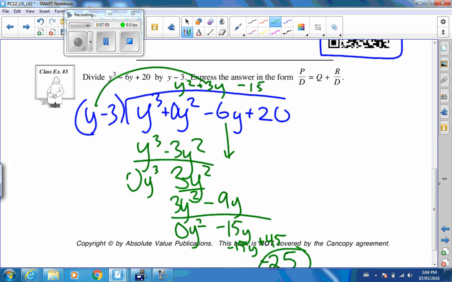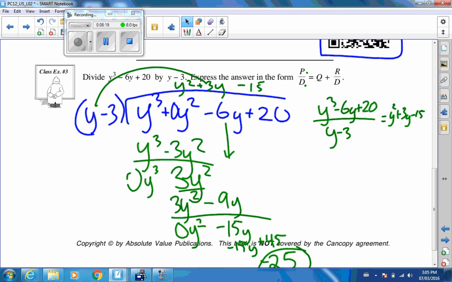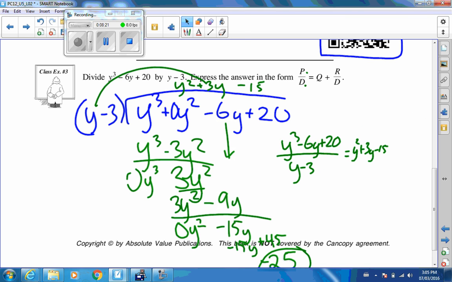So again, writing it in this form, P over D equals Q plus R over D. It's going to be y. Let's try that again. That's not a y at all, that's an x. y cubed minus 6y plus 20 all over y minus 3 equals y squared plus 3y minus 15, plus negative 25 over y minus 3.